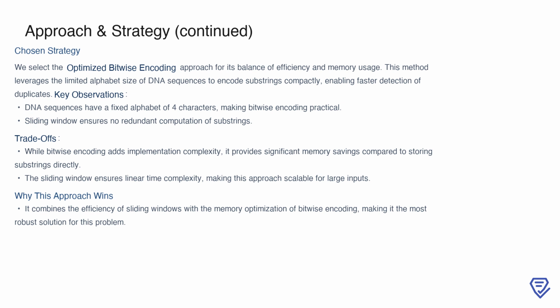One key observation is that the limited alphabet of A, C, G, and T makes bitwise encoding particularly practical. Additionally, the sliding window ensures no redundant computation of substrings, maintaining linear time complexity. While this approach introduces some implementation complexity due to bitwise operations, the trade-off is well worth it. It provides significant memory savings compared to storing entire substrings and scales efficiently for large input sizes. Ultimately, combining the sliding window technique with bitwise encoding results in a solution that is both fast and memory efficient, making it ideal for tackling this problem.